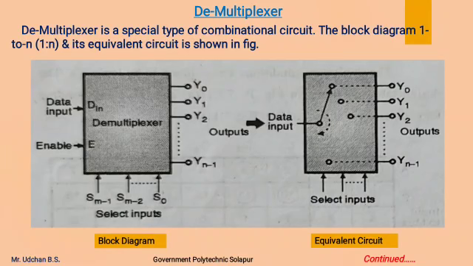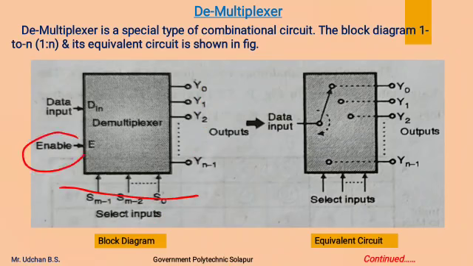The block diagram of 1 is to n and its equivalent circuit is shown in the figure. The demultiplexer has only a single input and multiple outputs, and the available single data input will appear on any one of the output lines depending on the status of the select lines.